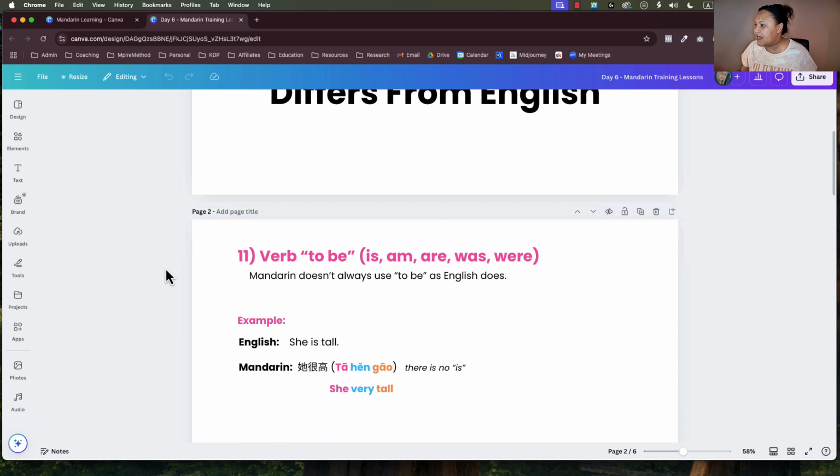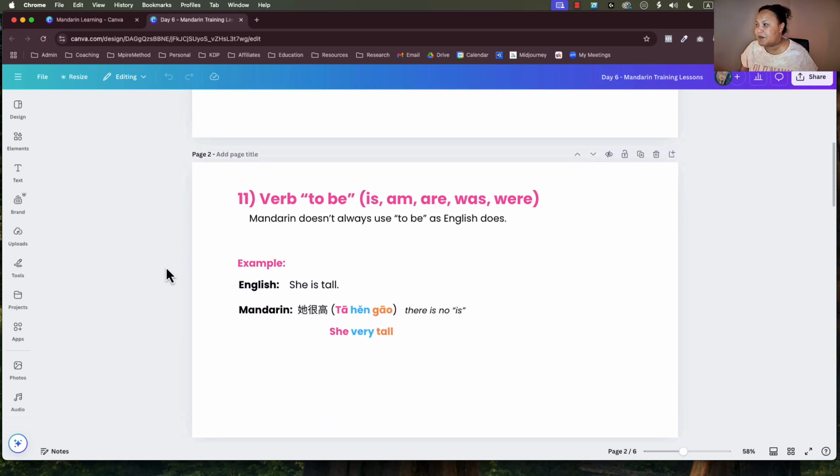So, yesterday we went over 5 more words. We are on part 3, so we're on the last set of 15, right? So, let's dive into the computer and learn a little bit more about these 15 ways that Mandarin differs from English. So, number 11, verb to be.